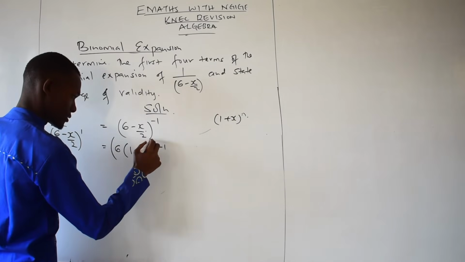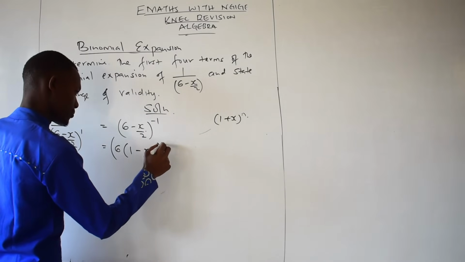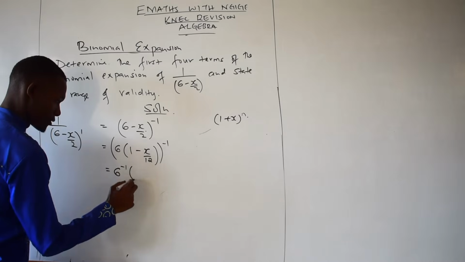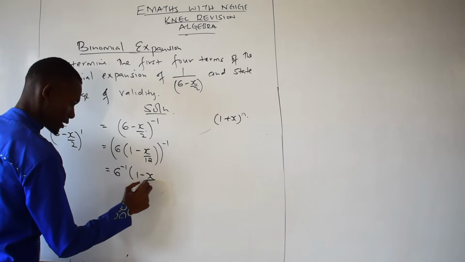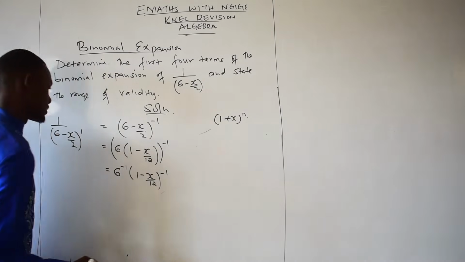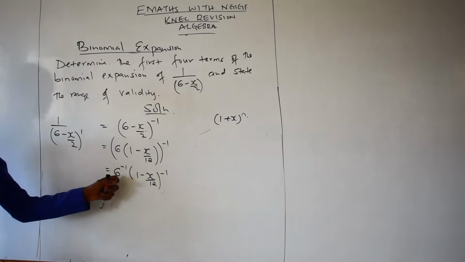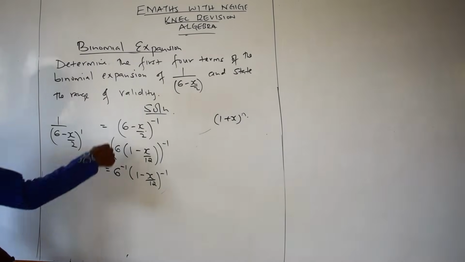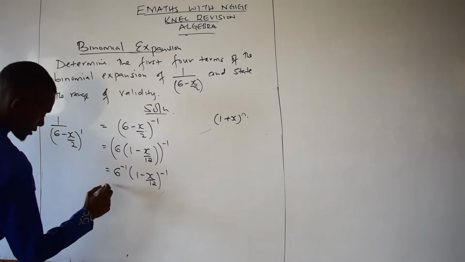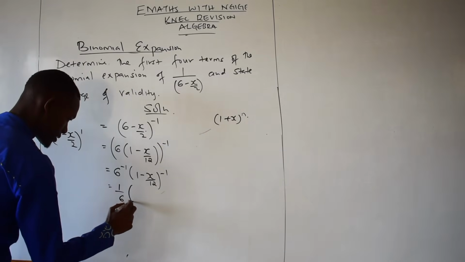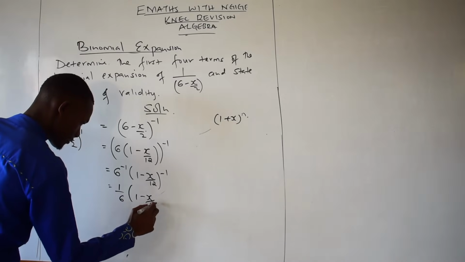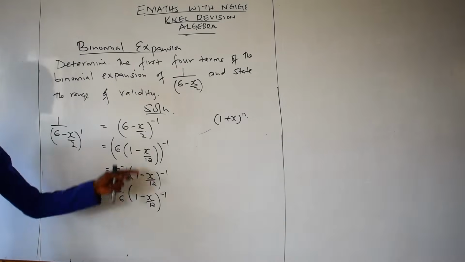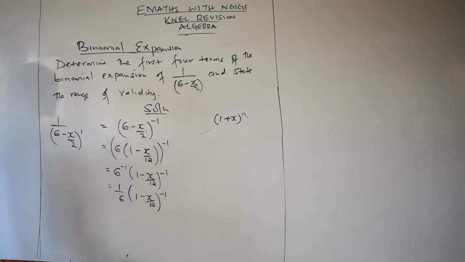The whole of this family, so in the bracket you have 6 to the negative 1, then you have 1 minus x over 12, power of negative 1. Remember 6 to the power negative 1 is just 1 over 6, so this is the same as 1 over 6 times 1 minus x over 12, then power negative 1. So we have simplified this expression to become something like this.